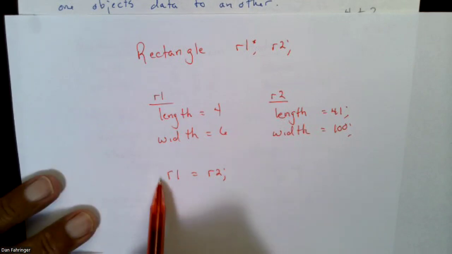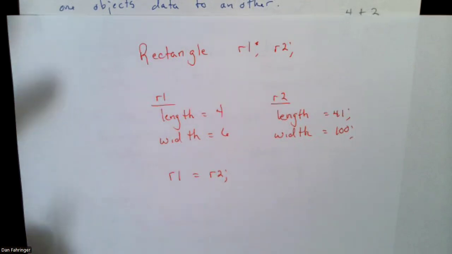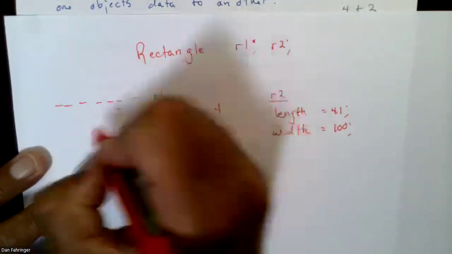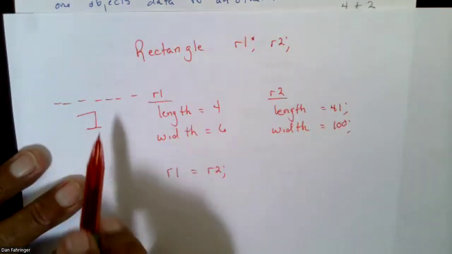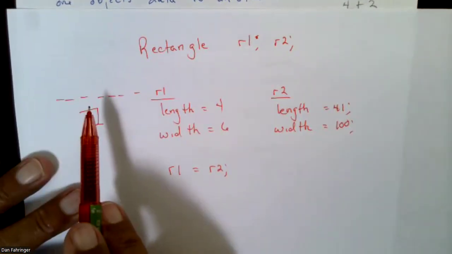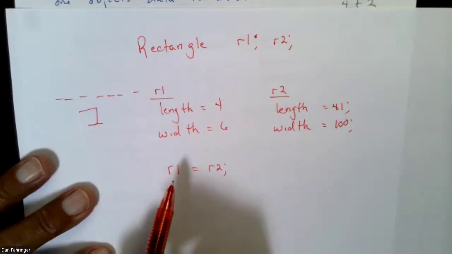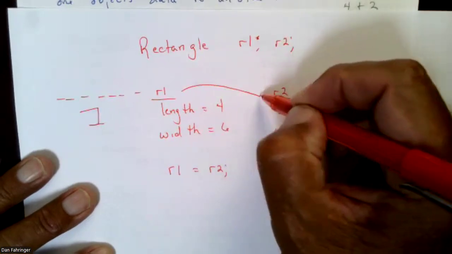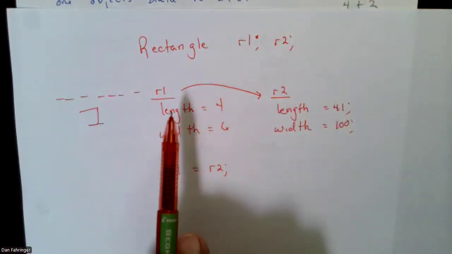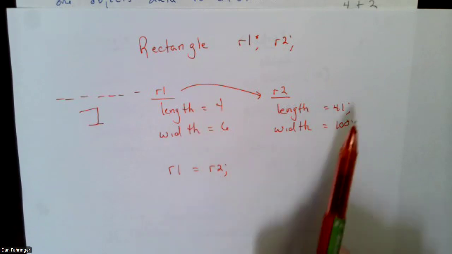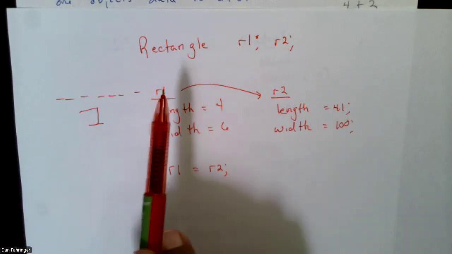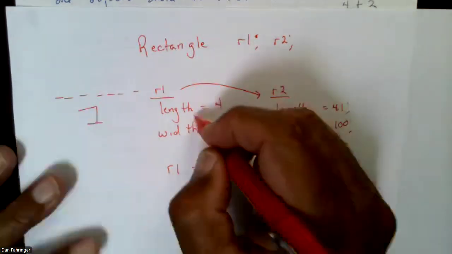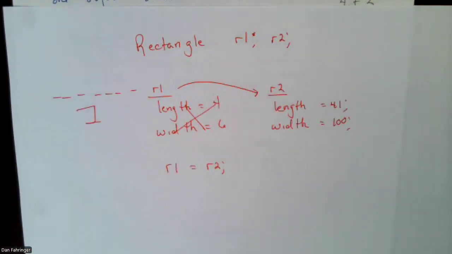What is R1? It's an address. So what happens here now is R2 is an address. This guy now points over to here. So if I said get length on R1, it would give me 41. If I said get width on R1, it would give me 100. This would now be lost in memory.